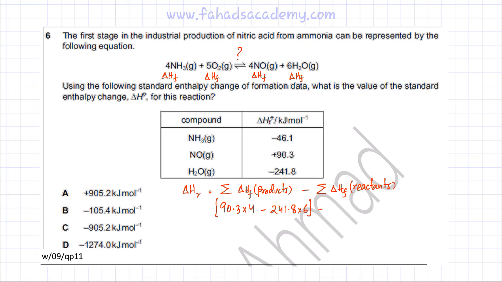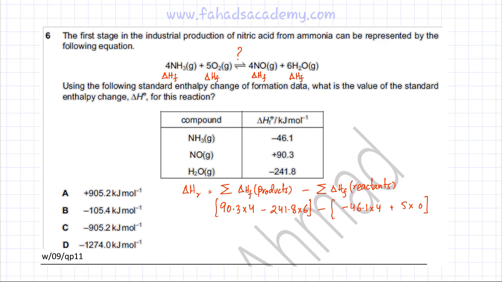Now I am going to subtract the enthalpy of formation of reactants. The first reactant is NH3, and there are 4 NH3 molecules. So NH3 is minus 46.1, but since there are 4, that's minus 46.1 multiplied by 4. And then the other reactant is O2, and remember the enthalpy of formation of O2 is 0. Elements can't be formed from other elements. So the enthalpy of formation of O2 is 0, so 5 multiplied by 0 is going to be 0.